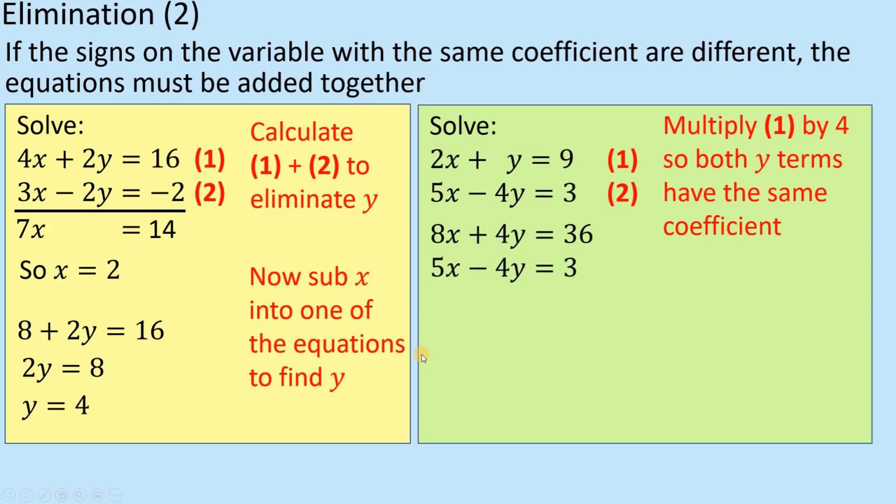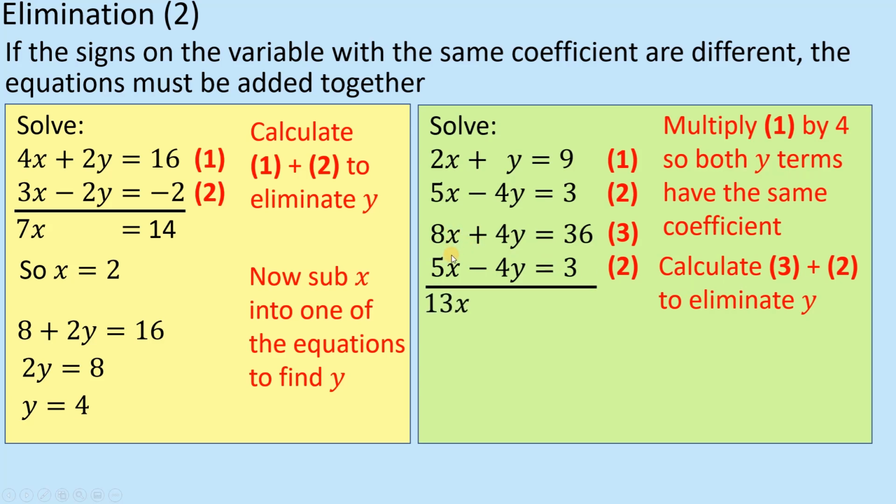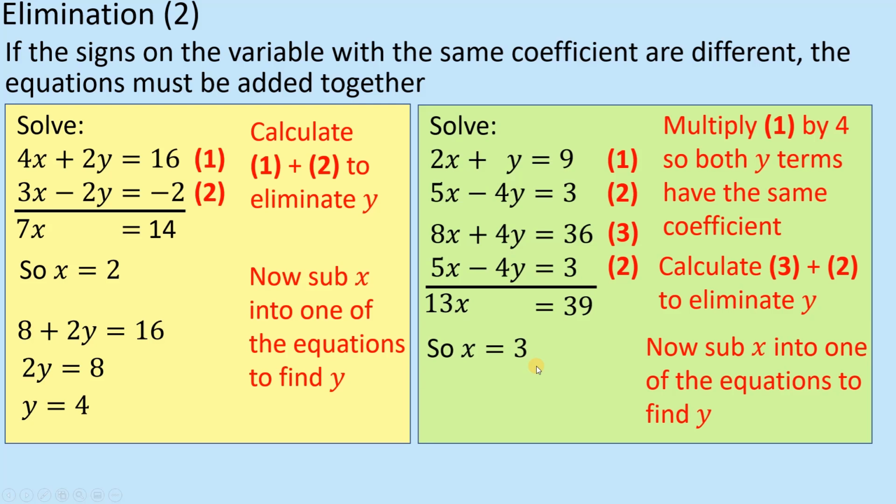So times the top one by 4. So I've got it's x now, plus 4y equals 36. You can see that there. And then the second one is the same as before. And now, because, like I said last time, these signs are different, I'm going to add them. And again, like last time, I am writing down, telling the examiner what it is I'm doing to try and eliminate them. So when I add the two, I've got 13x here, and I've got 36 plus 3, which is 39, and then divide both sides by 13, so x is going to be 3.